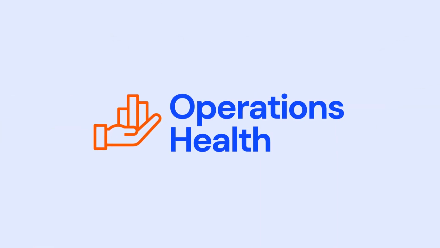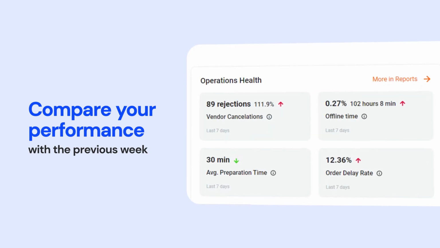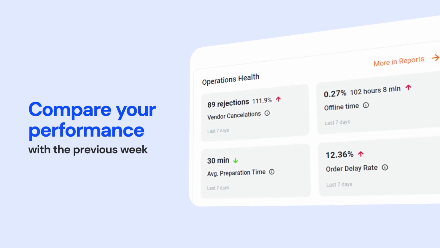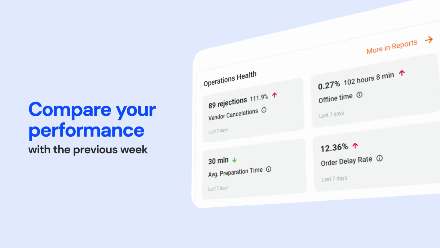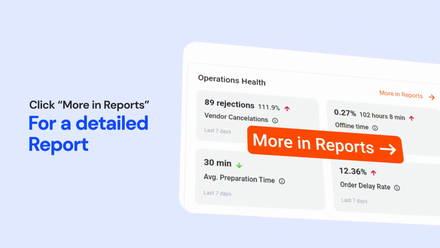3. Operations Health. The Operations Health parameter compares your restaurant's current performance against the previous 7 days. It also indicates whether your numbers are improving or declining. Clicking on More in Reports takes you to the Operations Reports section for a detailed understanding.